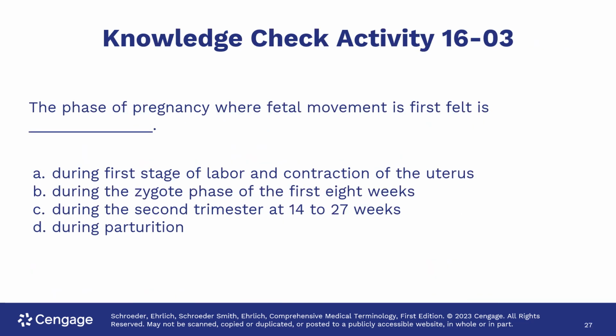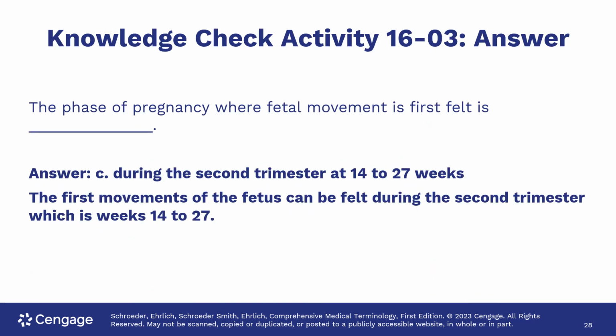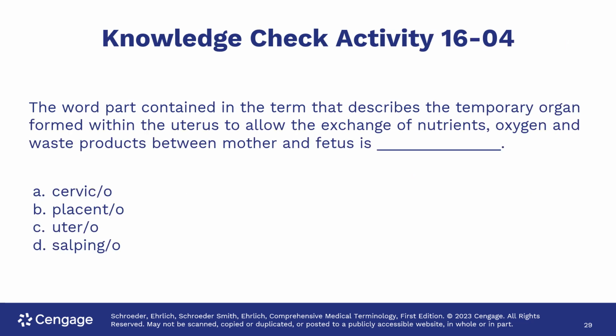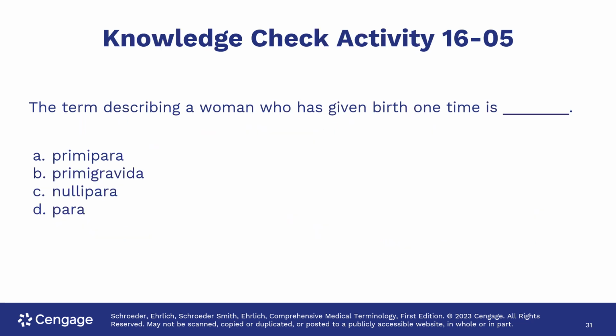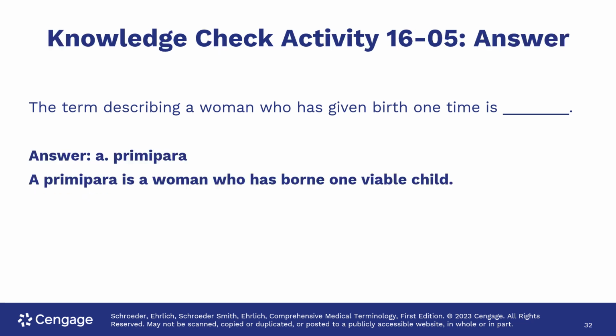When do you feel fetal movement? The second trimester. Which is the word part describing the temporary organ formed during conception? Placenta is the temporary organ, so placento. Who has just given birth once? Primipara.